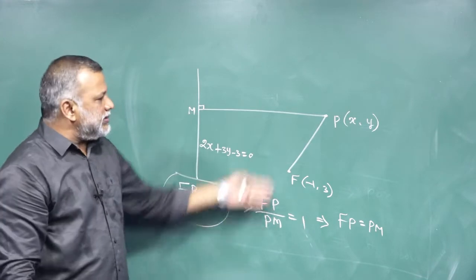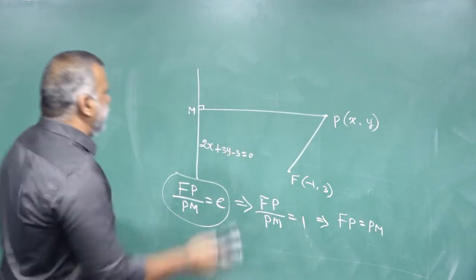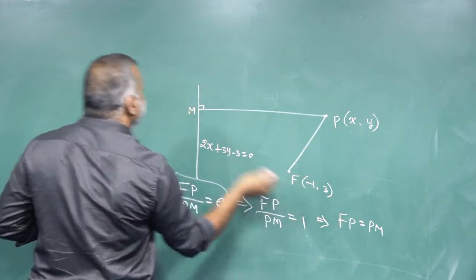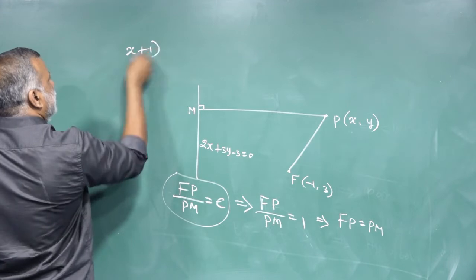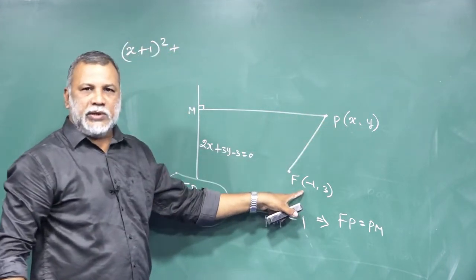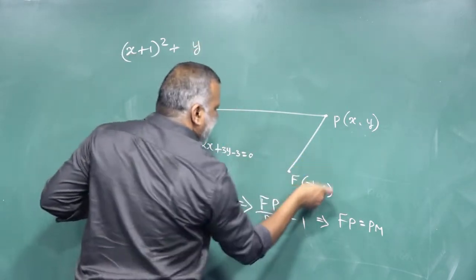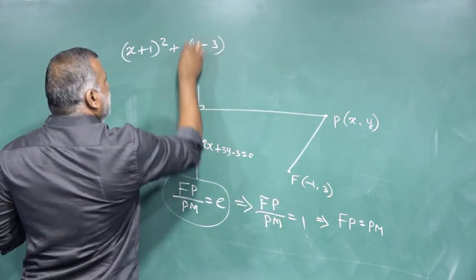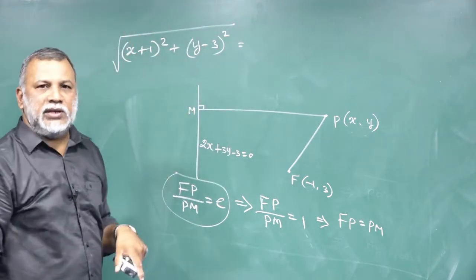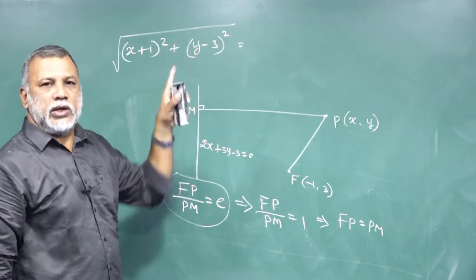From this diagram, what is the meaning of FP? The distance between 2 points. Use the distance formula. Now listen, for FP: (x - (-1)), so (x + 1) the whole squared, plus (y - 3) the whole squared. This is the distance between 2 points: the square root of (x1 - x)² + (y1 - y)².